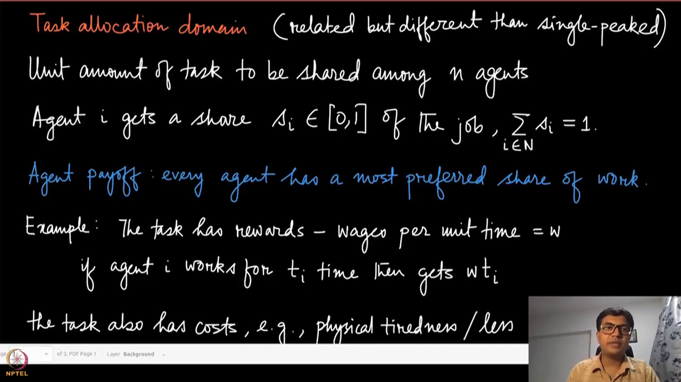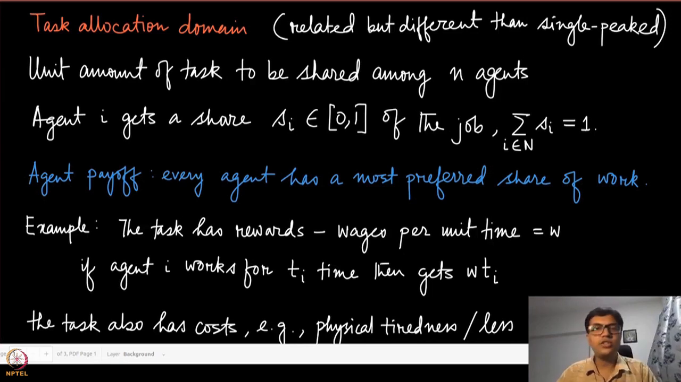Like the single peak preferences, now we are going to look at a different domain restriction, which is quite related to the single peak preferences, but slightly different. This domain is known as the task allocation domain. As the name suggests, we have one divisible task in this case, which can be allocated among the n players that we have.